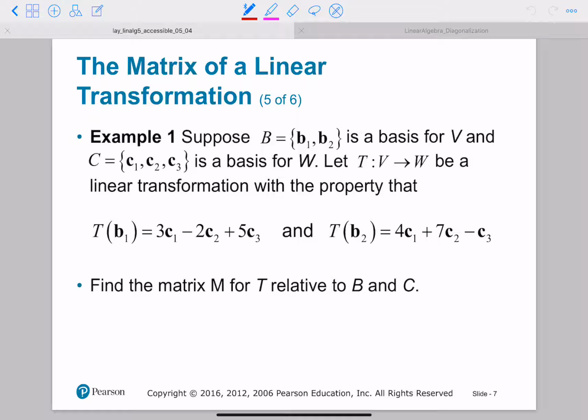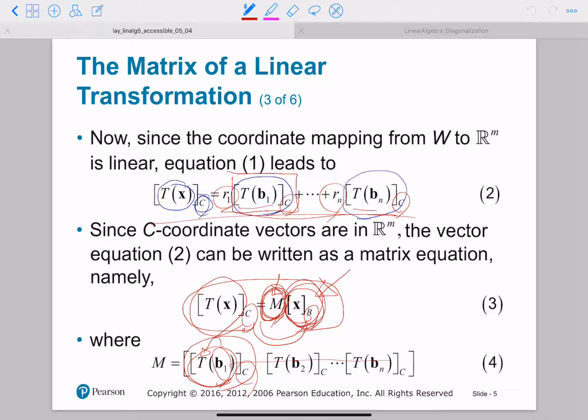Right. Then let's look at this example. So B is this and C is this. These work as a basis for the domain, and these work as a basis for the codomain. B1 and B2 are represented in this form. And what is M over here? That takes the input as the coordinate vector with respect to the basis B and gives an output of the coordinate vector with respect to the basis C.